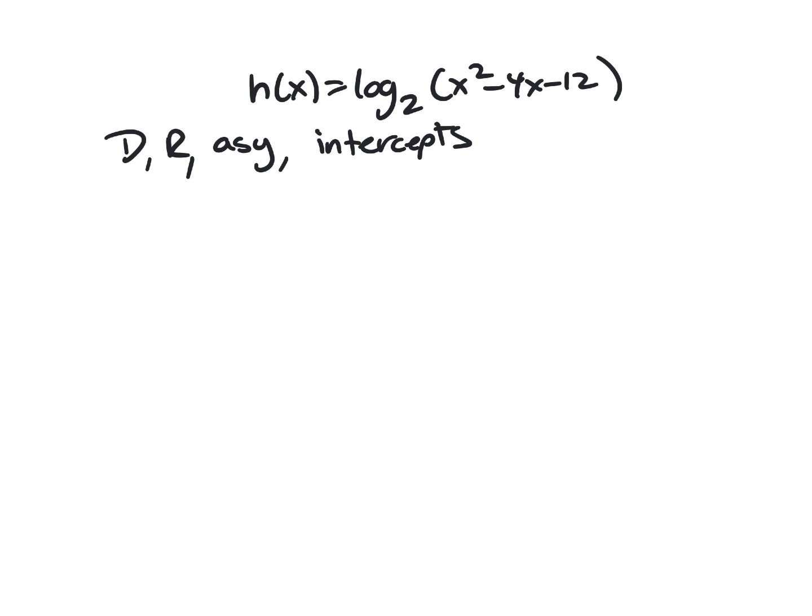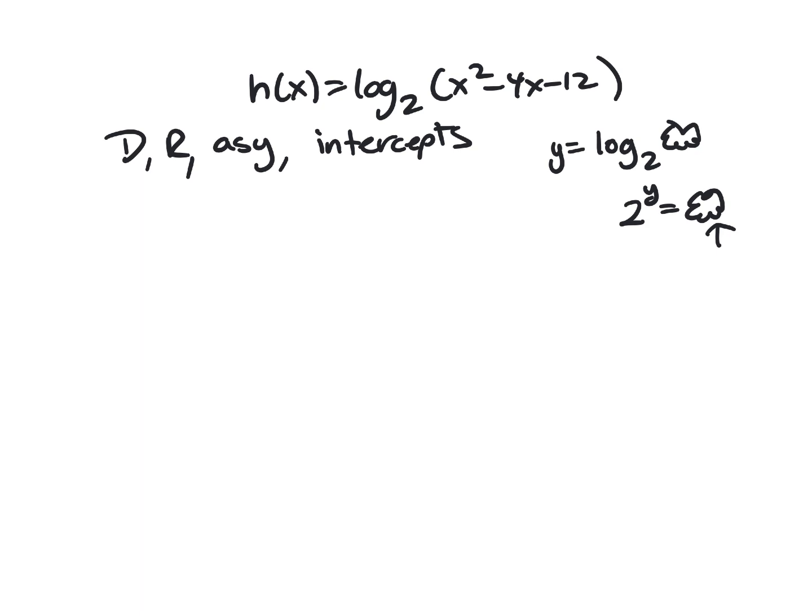Okay, so for domain, remember you can only take a log of positive values. You can't take a log of 0 or negative. Why is that the case? Well, consider if we just had y equals log base 2 of something. I'm just going to put a cloud. So this means 2 to the y equals that something. Well, there's no way that something could be 0 or negative. So thus, inside a log has to always be greater than 0.